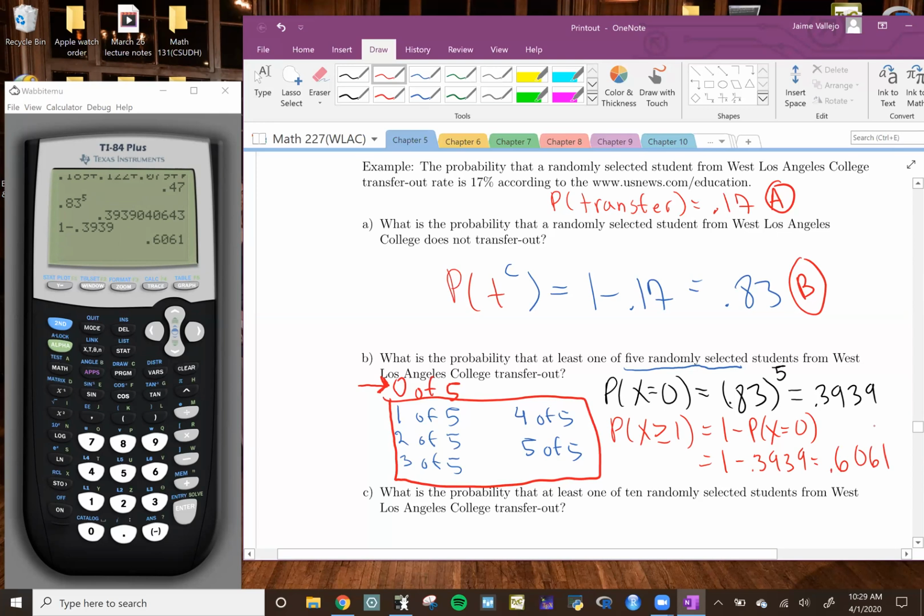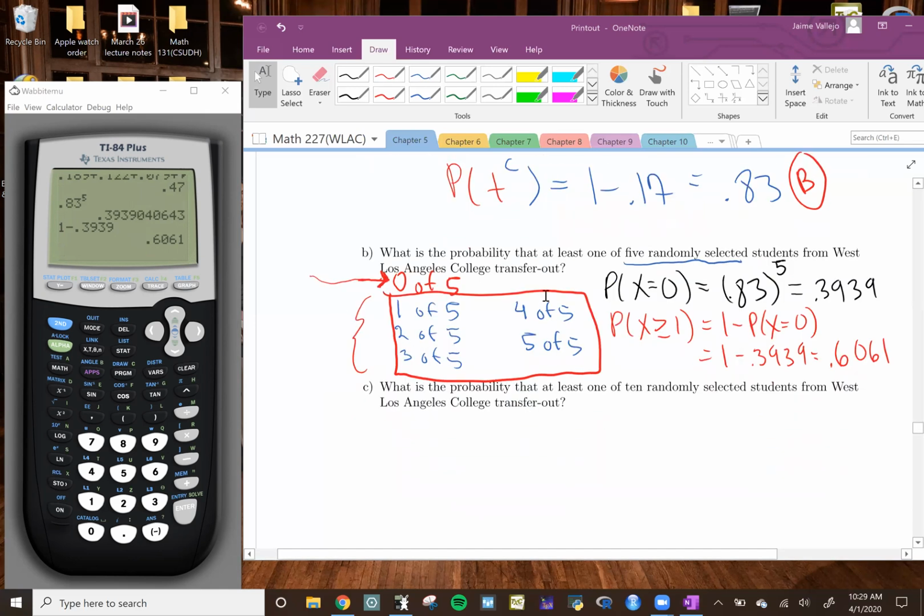So instead of finding probability of these 5 different outcomes, just find the probability of that one outcome, and you do 1 minus that outcome, and that will give you the probability of that occurring. All right. Everybody good for B? Cool. All right, so let's do C.